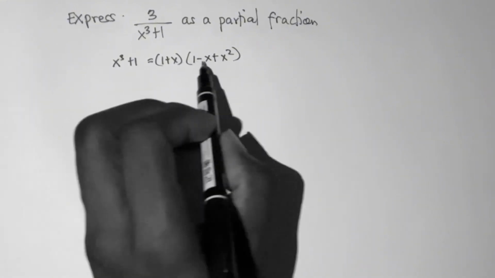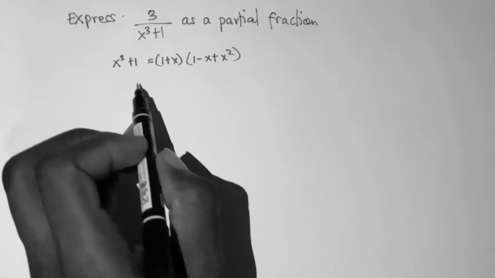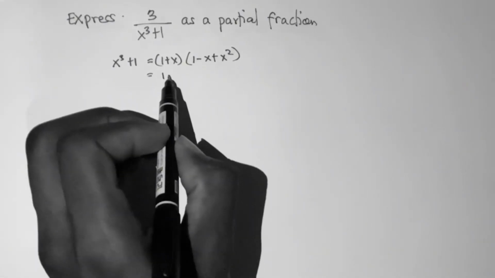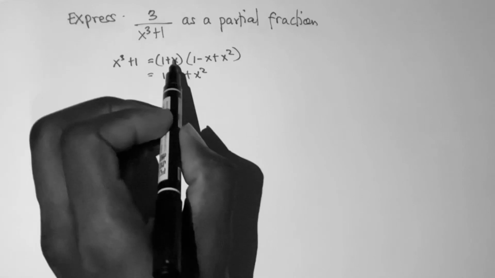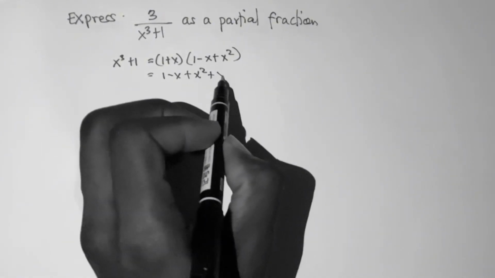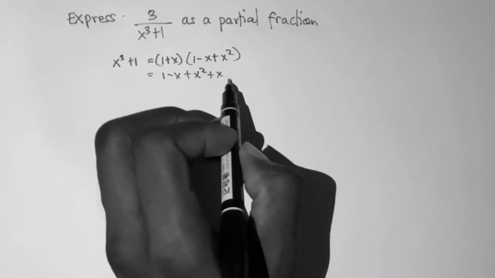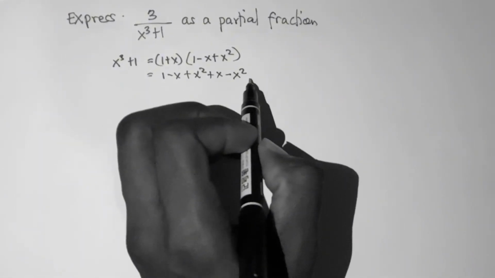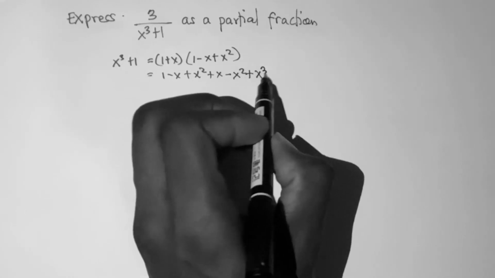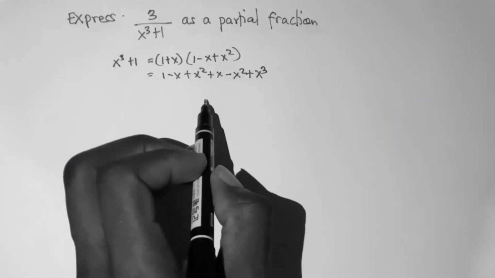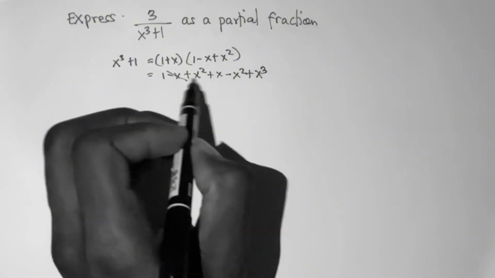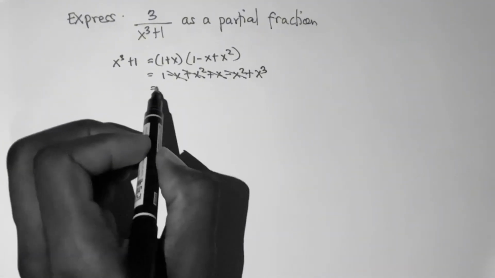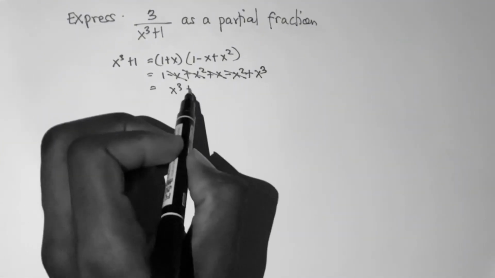Now let's do this multiplication and see whether we'll get back our x cubed plus 1. So 1 times all of this will give you 1 minus x plus x squared. Then x times 1 is plus x. Then x times minus x is minus x squared. Then x times x squared becomes plus x cubed. So you can see that minus x plus x can cancel out. Plus x squared minus x squared can cancel out. So we are left with x cubed plus 1.